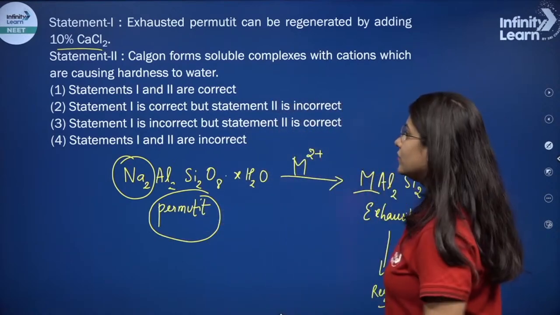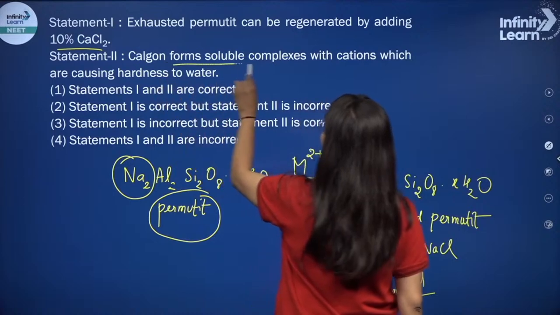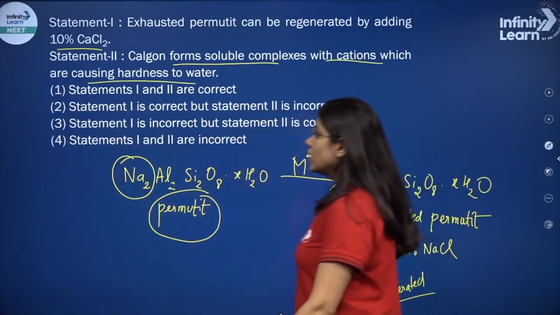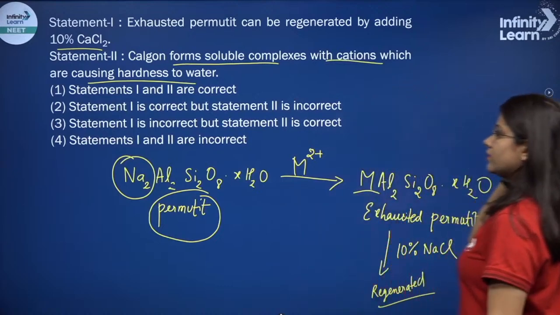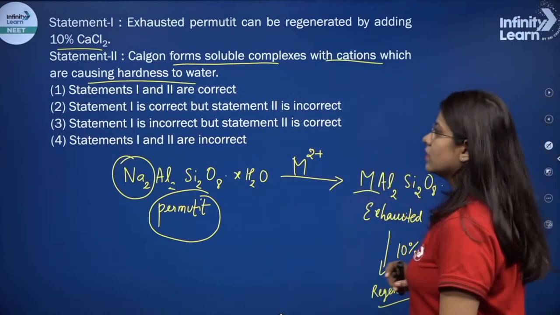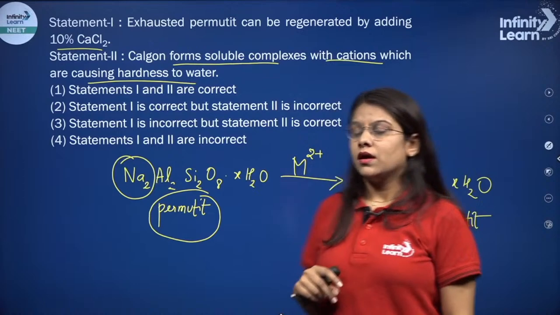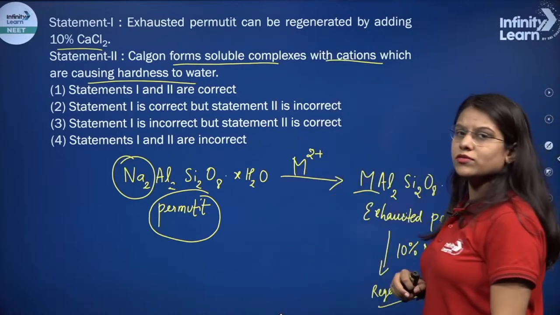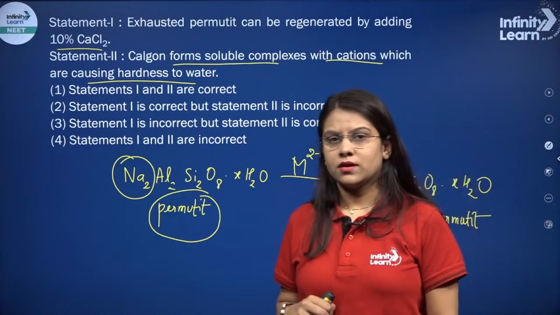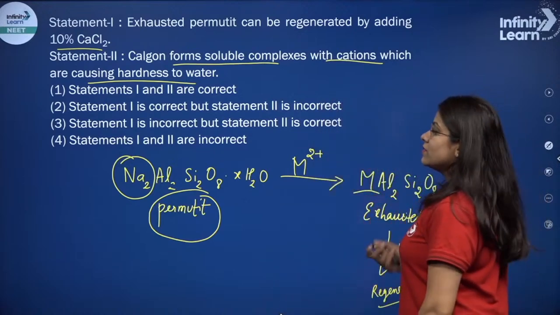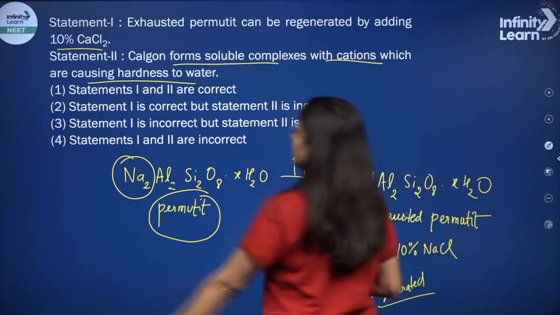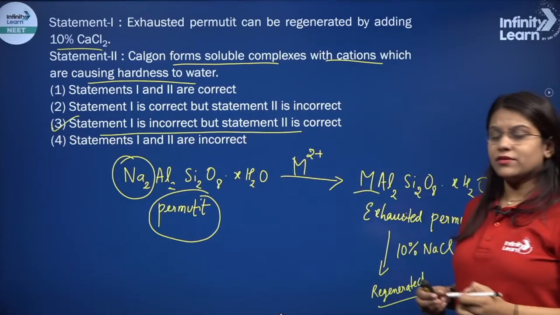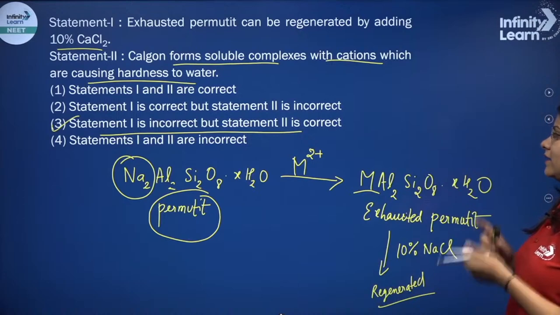Now let us talk about statement 2. Calgon forms soluble complexes with cations which are causing hardness to water. Is this correct or not? Calgon forms soluble complexes with cations which are causing hardness to water. So this is a correct statement. So what is the correct option? Correct option will be this. Yeah, statement 1 is incorrect and statement 2 is correct.